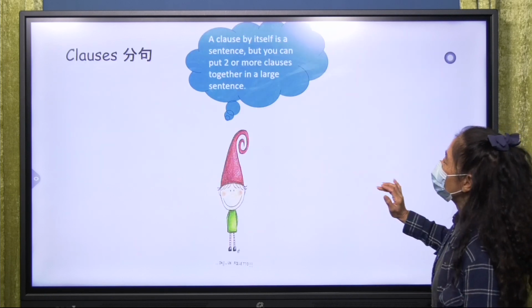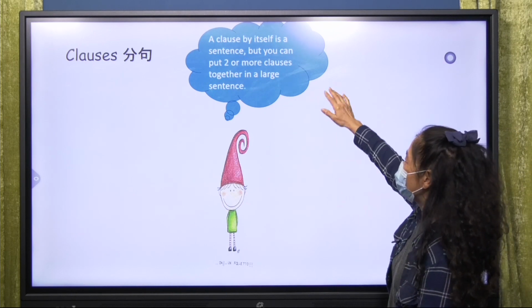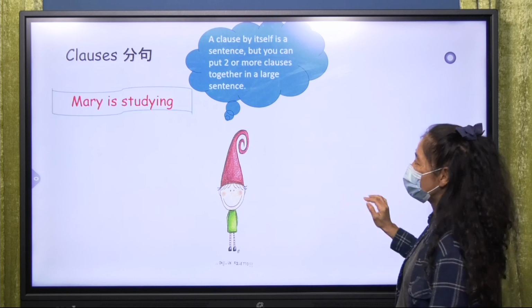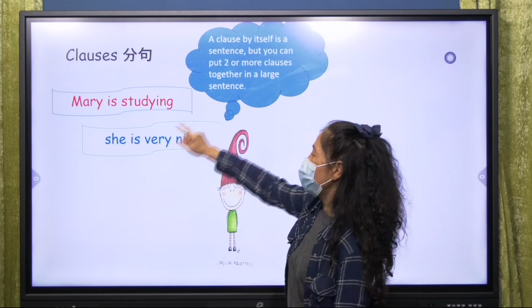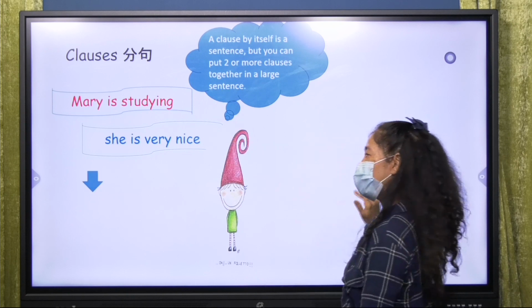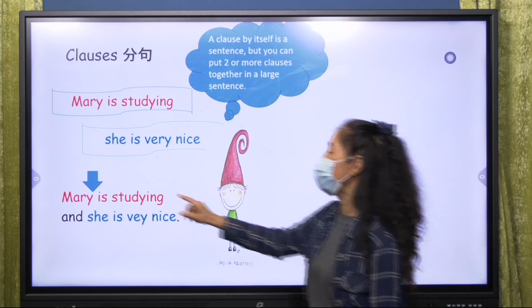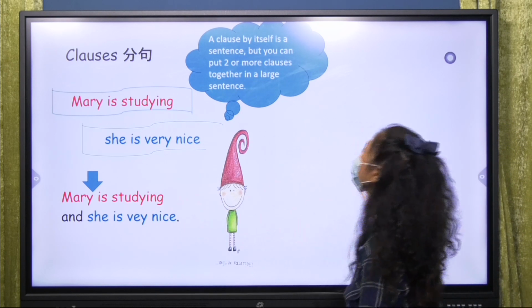We still look at clauses. As I said before, a clause by itself can be a sentence, but you can put 2 or more clauses together to form a large sentence. Let's look at here. One clause, Mary is studying. She is very nice. Clause 1, clause 2. But I can make it a large sentence. Mary is studying, and she is very nice. Full stop. So this is a sentence.